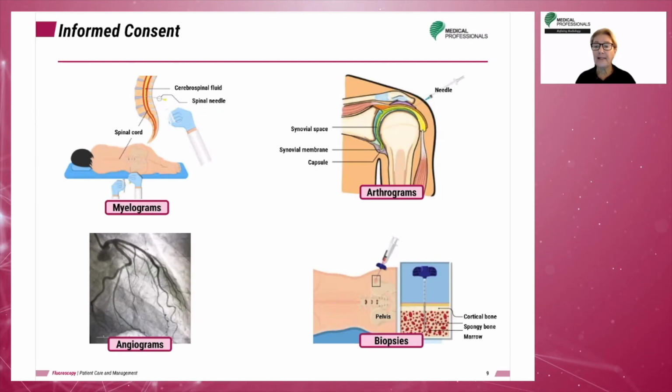Angiograms are an examination of any vessel in the body. These could be arteries, veins, or lymph vessels. Each type carries a different level of risk, but because all require accessing such vessels invasively, informed consent is required.